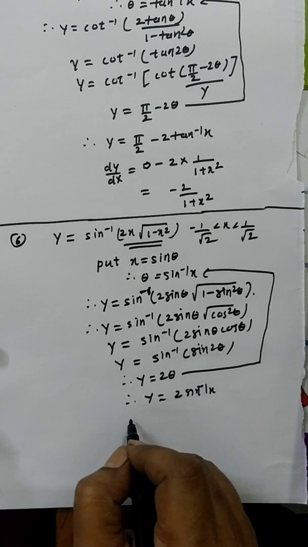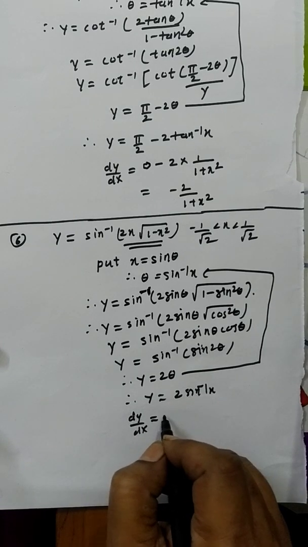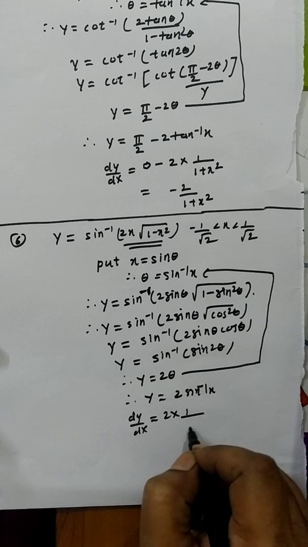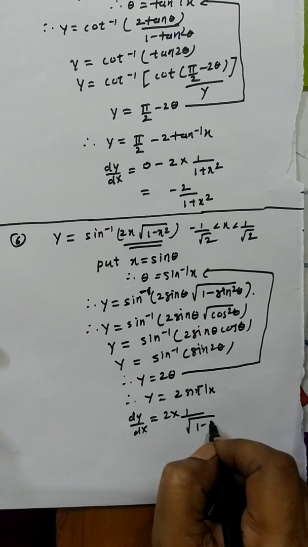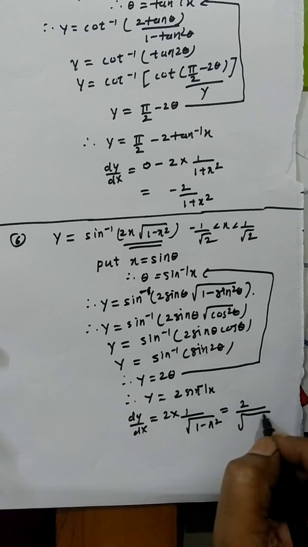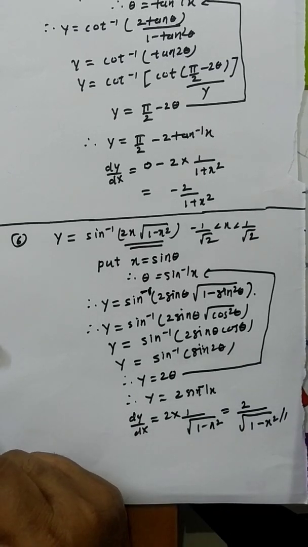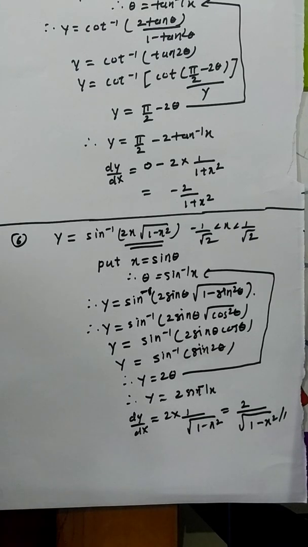Therefore y equals 2 times sine inverse of x. Therefore dy by dx is 2 into 1 upon root of 1 minus x square. So this is the same as 2 divided by root of 1 minus x square.